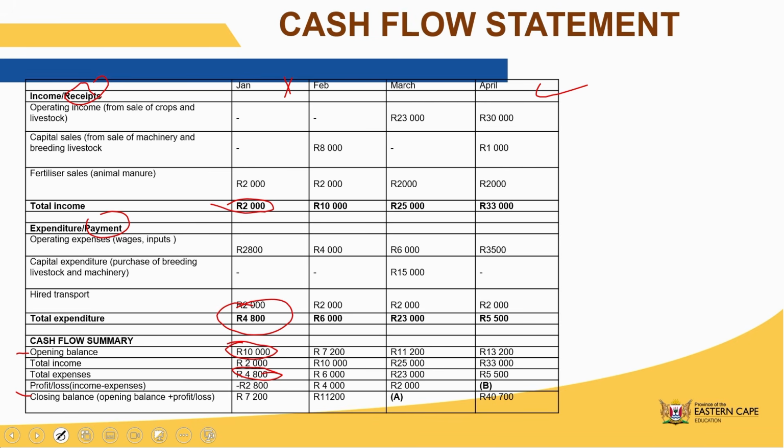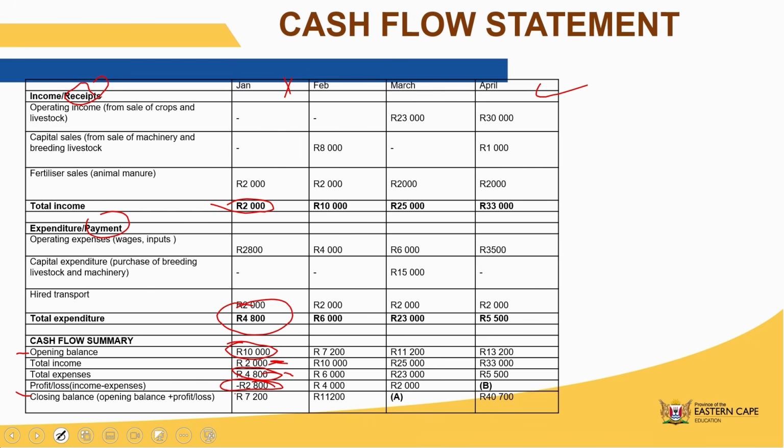So then we calculate the profit or loss. We use the same formula that we were using in the income statement: total income minus total expenditure. Then in this case, it gives us a negative answer, meaning there was a loss in January, because it's 2,000 rand minus 4,800 rand, which gives us 2,800. Then we have the loss, that is the negative 2,800, meaning there's a loss in the farming business in January.